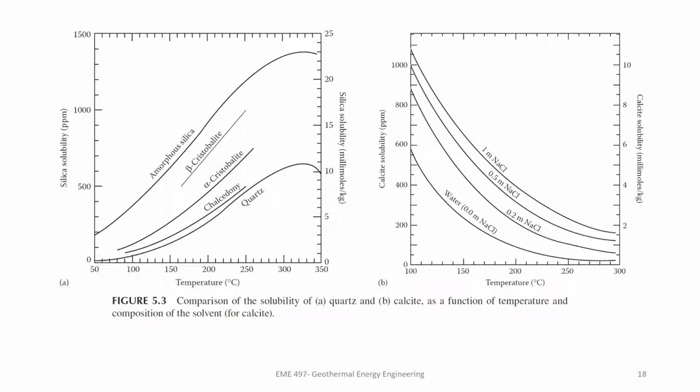By the time the solution has equilibrated over the 100 degrees Celsius environment, the solubility of quartz will have dropped to 1 millimolar, whereas that of calcite will be nearly 6 millimolar.